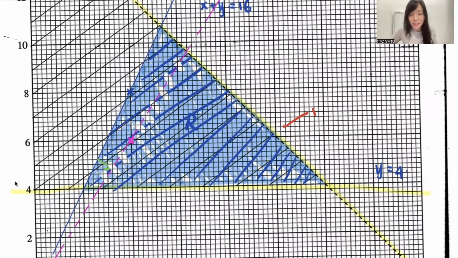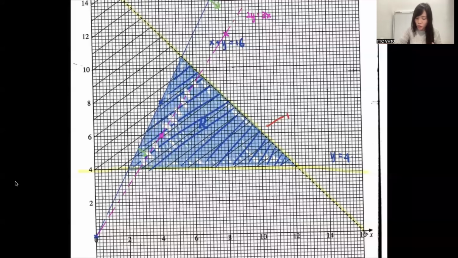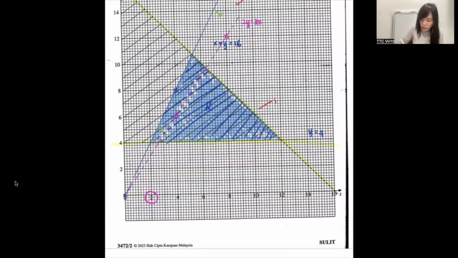But now they want the possible answers, so they want all the answers. Please don't tell me, teacher, here is the first answer. No, that is not the first answer. You know why I'm so sure? Because look at all the values here, they are decimals. Can you produce 2.5 dolls? Cannot, right? So you cannot have decimals. Eventually your answer should be whole numbers.